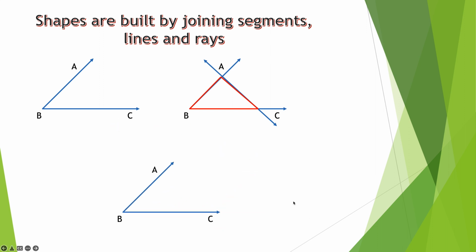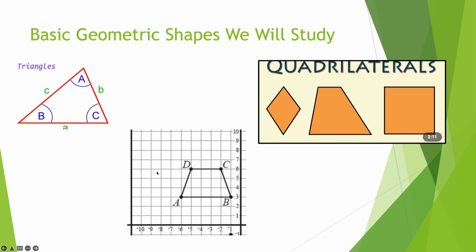Here we start with angle ABC again. And this time we add two line segments or lines or rays, it doesn't matter which. And you'll see that we create now not a three-sided triangle, but a four-sided quadrilateral. Okay? So here's the basic shapes that we're going to study.